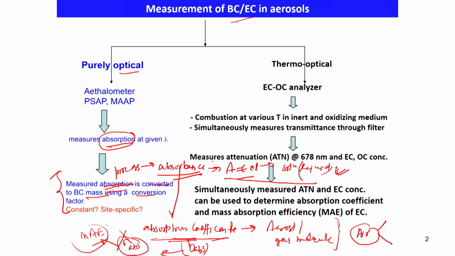In this lecture we are going to discuss how, when we measure this absorption, we get the absorption coefficient, and then through the mass absorption efficiency or mass absorption cross section we convert it into BC. This is the reason we usually call it eBC, equivalent BC.